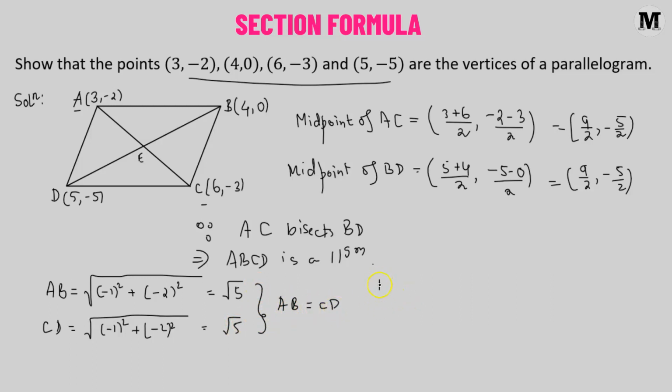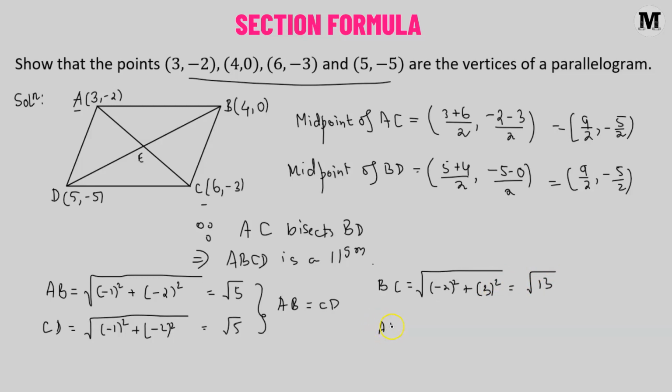Similarly, we find the length BC. So BC will be, we'll take the square root. So BC here is 4 minus 6, so that's going to be -2. We square it, then add it to the difference of the y coordinates, 0 minus -3, so that's going to be +3 squared. So this is going to give us a value square root of 13.